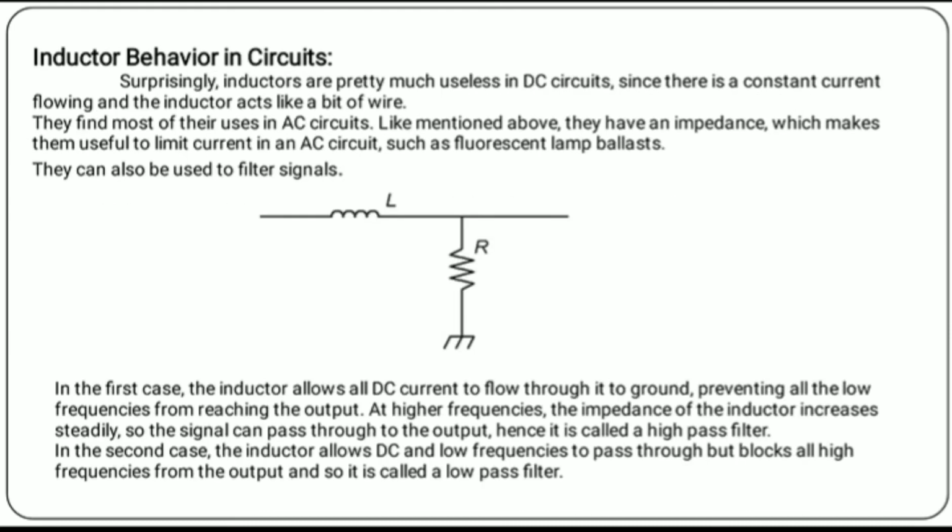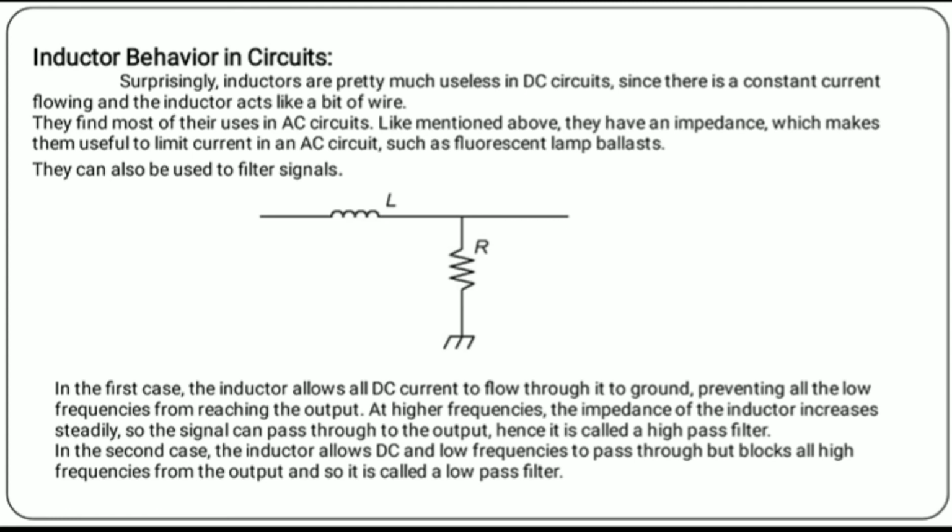The next topic is inductor behavior in circuits. Inductors are pretty much useless in DC circuits since there is a constant current flowing and the inductor acts like a bit of wire. They find most of their uses in AC circuits. Like mentioned above, they have an impedance which makes them useful to limit current in an AC circuit, such as fluorescent lamp ballasts. They can also be used to filter signals.